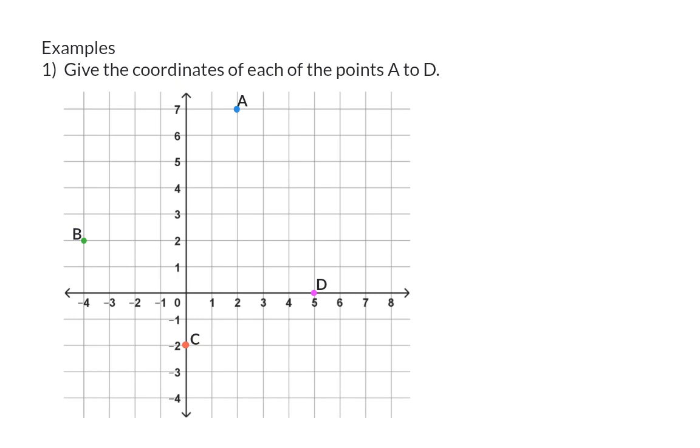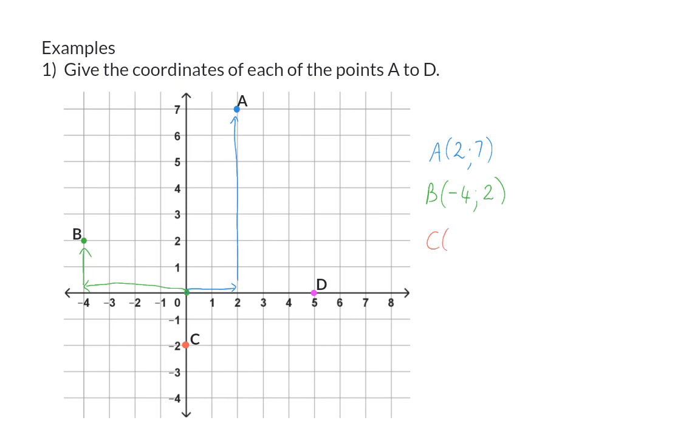Example 1. Give the coordinates of each of the points A to D. Starting off with coordinate A and describing our movement from the origin, it will be 2 units to the right on the x-axis, and from there 7 units up. So our coordinate is (2, 7). For coordinate B, we're going to start by moving 4 units to the left on the x-axis, so that is -4, and then 2 units up, so the coordinate will be (-4, 2).